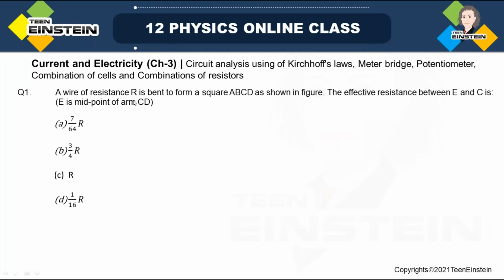So, very good evening, students. We are discussing numerical problems from previous year's JEE papers on this particular topic, current and electricity. So today we have picked up a few questions from the chapter, from IIT JEE papers 2019, JEE Mains paper.